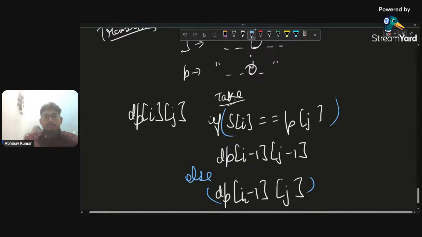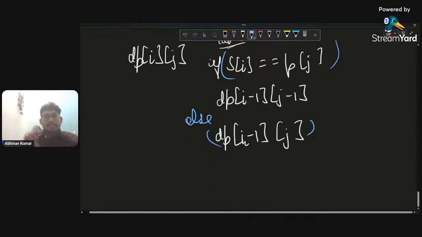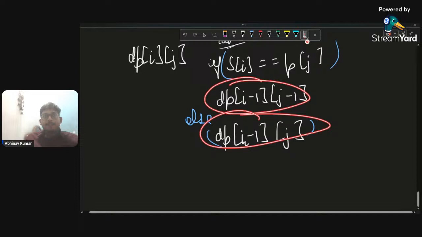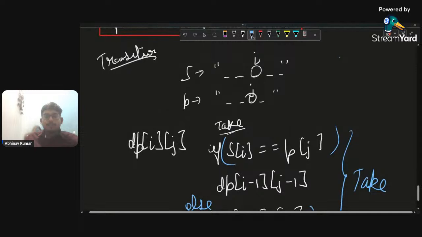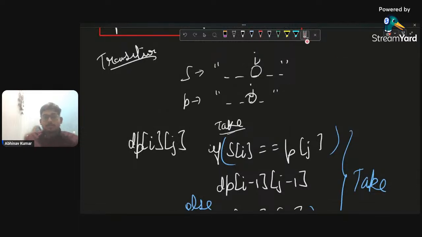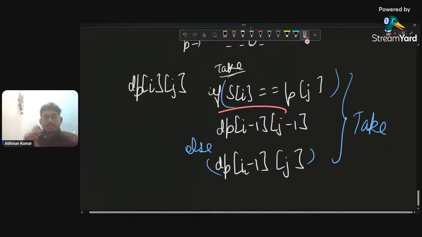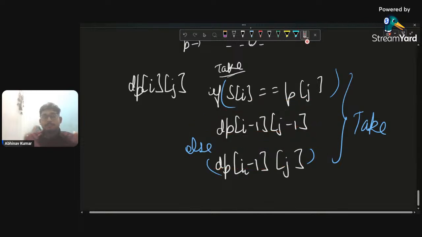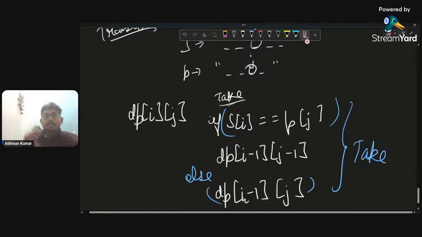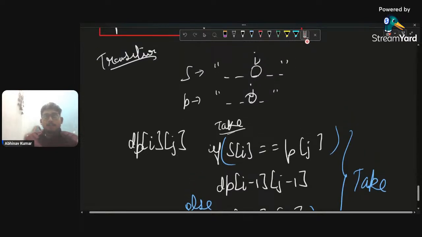So for this if case I had this, and for the else case I would have this. Depending on this if else, this is one of the possibilities if I am going to take it. So this is my take case. Now if I am going to remove it, so this is one case. If I'm going to take it, then either this or this, depending on whether s[i] is equal to p[j] or not.